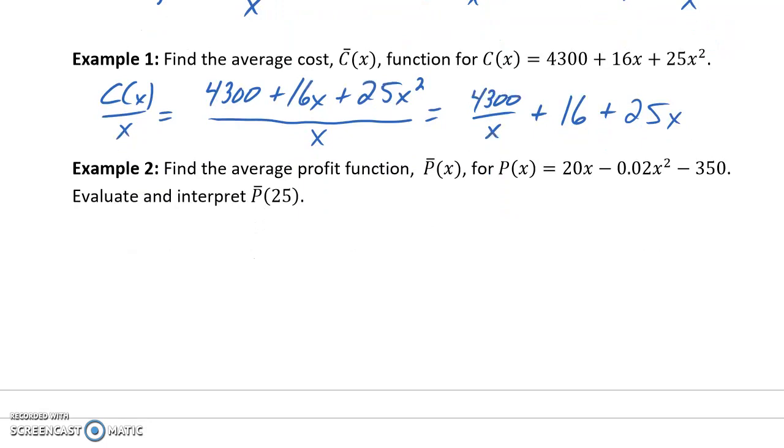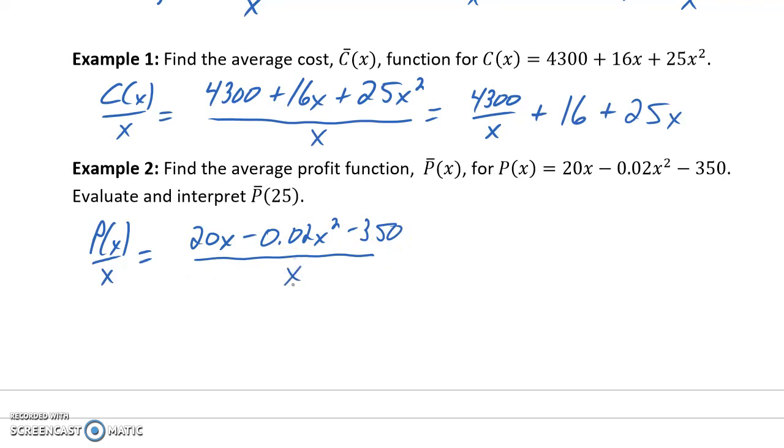Similarly, in example 2, we want to find the average profit function, P bar, for P of x. So this would be our original profit function divided by x. Then what we want to do is evaluate and interpret P bar of 25. So that result we just found is P bar of x, the average profit function. So now what we can do is take 25 and substitute it into that equation and evaluate to generate a result of 5.5.